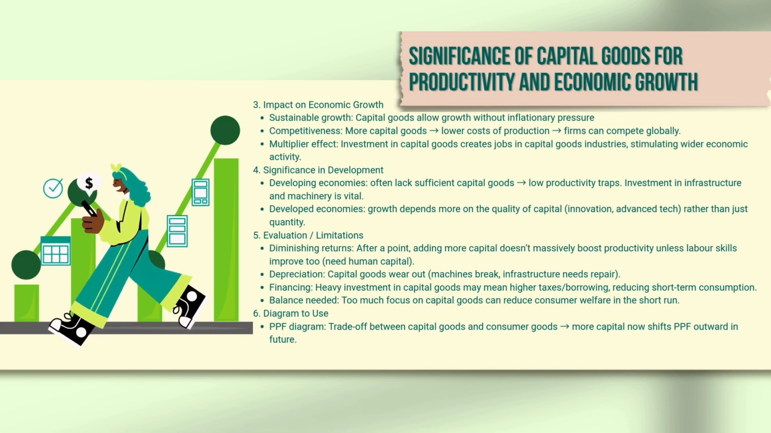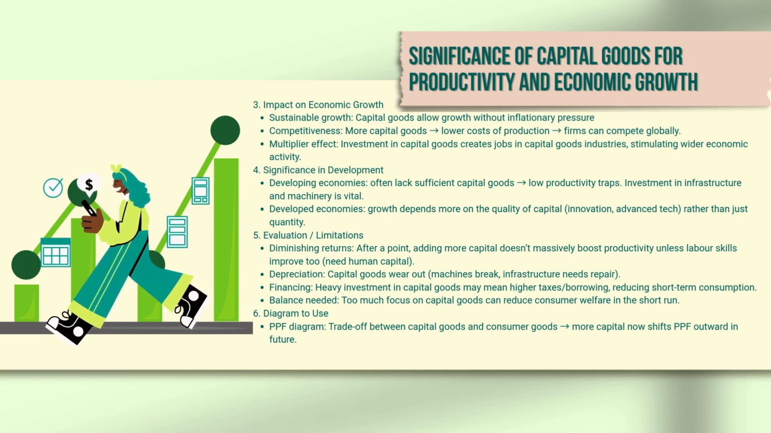Evaluations and limitations. Diminishing returns: after a point, adding more capital doesn't massively boost productivity unless labor skills improve too. They need human capital. Depreciation: capital goods wear out. For example, machines break, infrastructure needs repair. Financing: heavy investment in capital goods may mean higher taxes or borrowing, reducing short-term consumption. Balance needed: too much focus on capital goods can reduce consumer welfare in the short run.